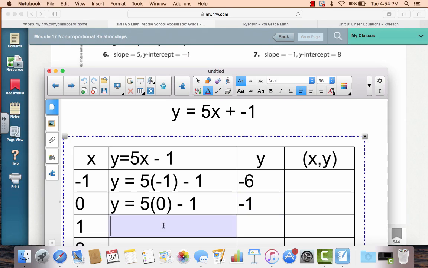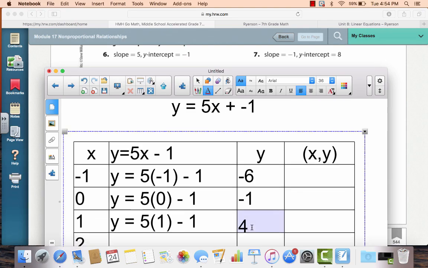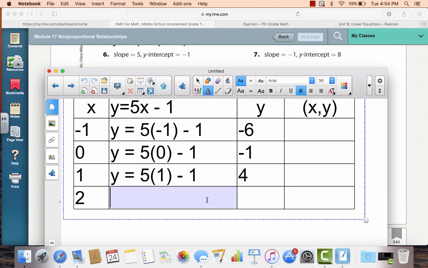For the third row, we have y equals 5 times 1 minus 1. 5 times 1 is 5, minus 1 is 4. And then finally, x is 2, so y equals 5 times 2 minus 1. 5 times 2 is 10, minus 1 is 9. And this last column, as we discussed, is just for organization.